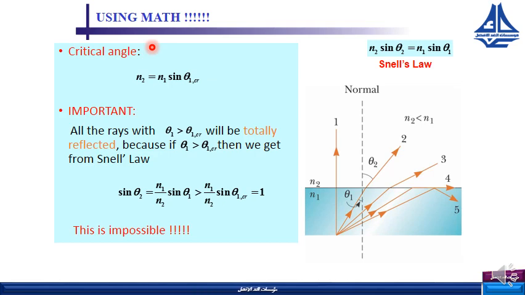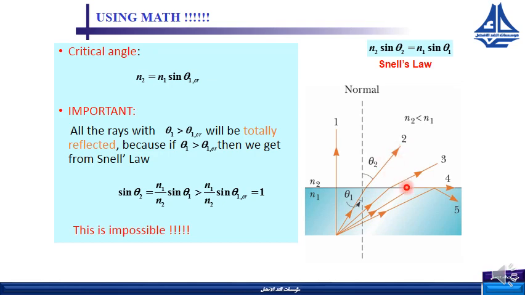Now, in order to demonstrate this, we use math. Recall Snell's law, and for the critical angle, n2 equals n1 sine theta critical. Important, all rays with theta 1 greater than theta critical will be totally reflected, because if theta 1 is greater than theta critical, then we get from Snell's law that sine of the angle will be greater than 1. This is impossible since the sine is bounded between minus 1 and 1. It couldn't be greater than 1.